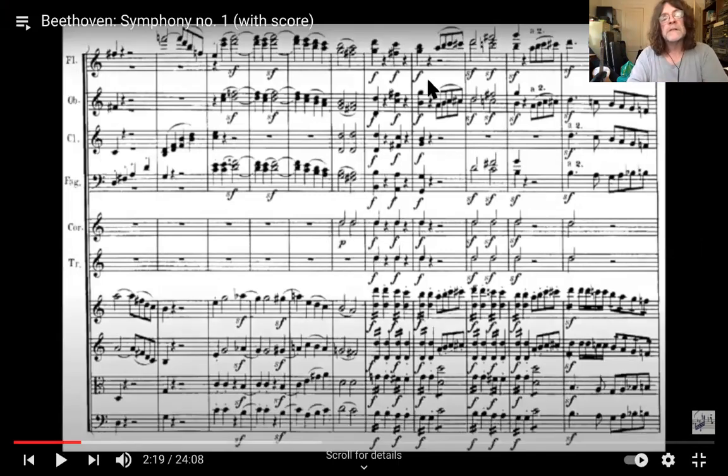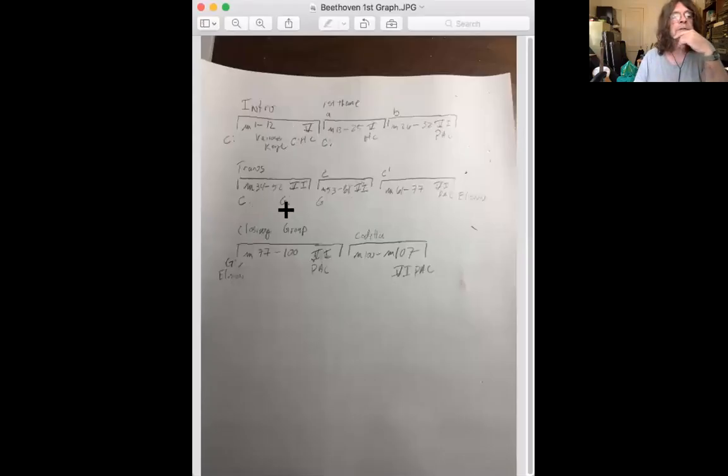Cadence. So we just listened to the second theme there, and then it goes into something else, and it's going to go into either a closing section or immediately into some sort of codetta. All right, so I'm going to reshare this right here, and basically what we heard was the transition went from C to G. We had a big 5-1 at the end of that, and then we have C, and then we have C prime again. All right, so C and C prime. This ended 5-1, and this was also 5-1.